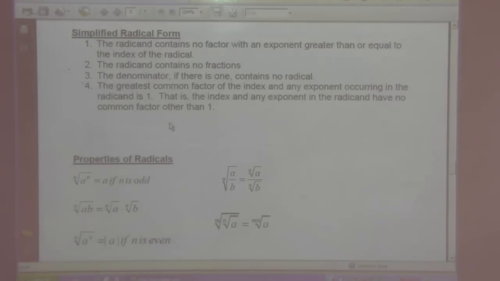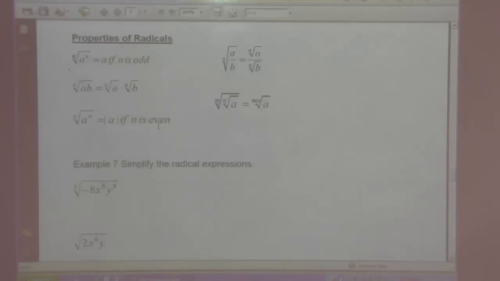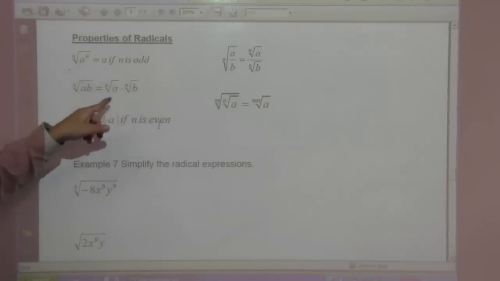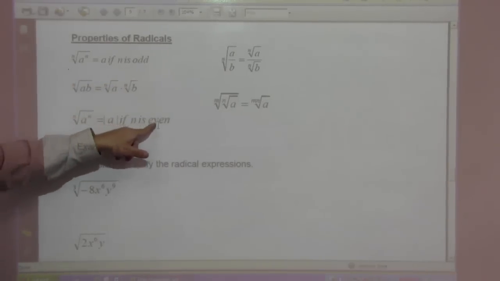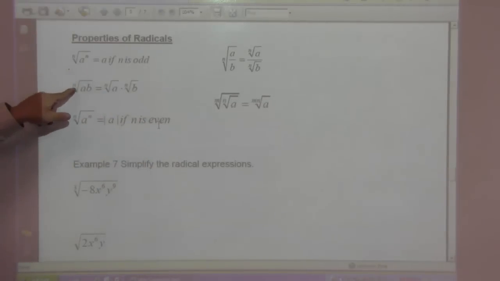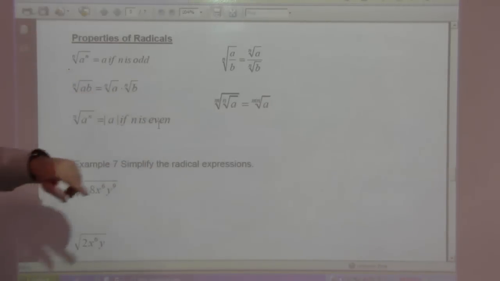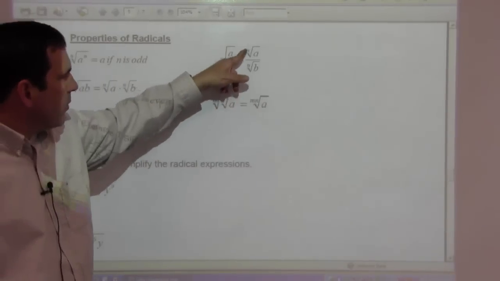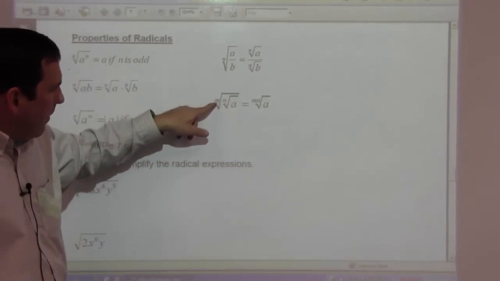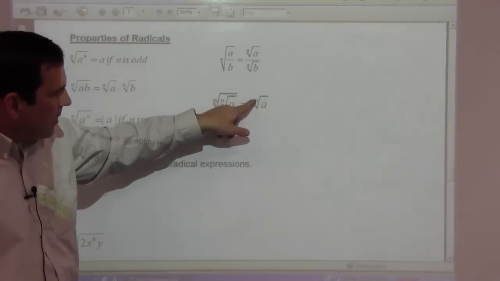So some properties of radicals. The nth root of a to the n is a if n is odd, but the nth root of a to the n is the absolute value of a if n is even. The nth root of ab is the nth root of a times the nth root of b. The nth root of a over b is the nth root of a over the nth root of b. And the mth root of the nth root of a is the m times nth root of a.